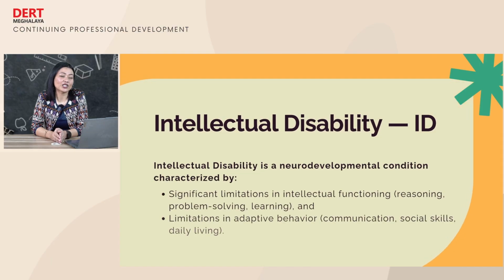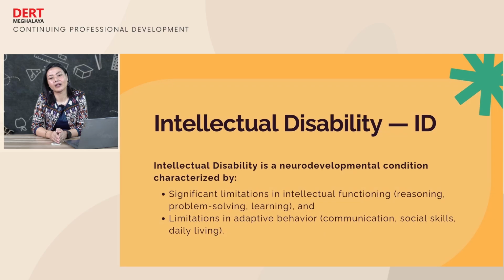Last, that is the intellectual disability. Now, intellectual disability is a neurodevelopmental condition characterized by significant limitations in intellectual functioning, like reasoning, problem solving, learning, and limitation in adaptive behavior like communication, social skills, daily living. It usually originates before the age of 18. Unlike SLD, children with ID may require more structured and lifelong support.